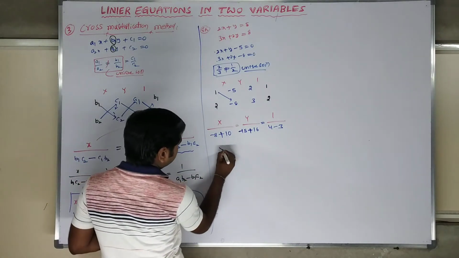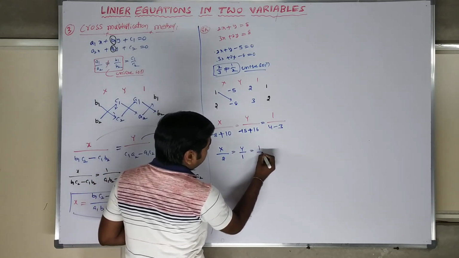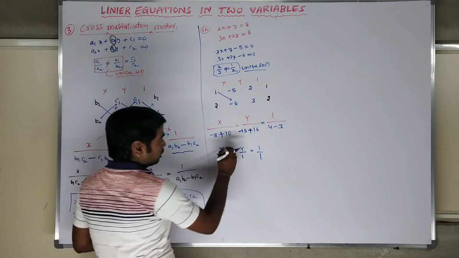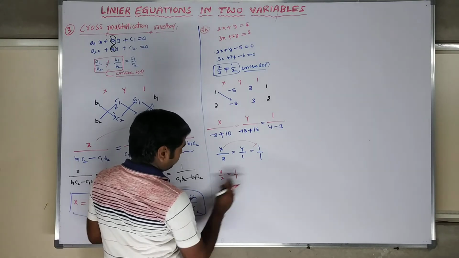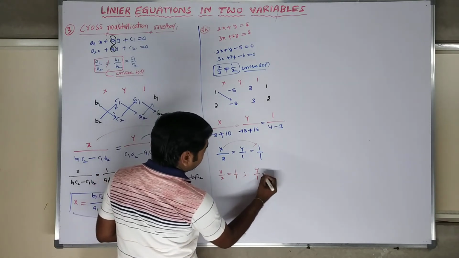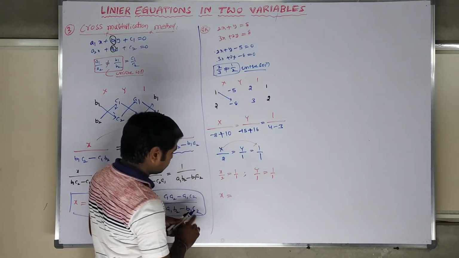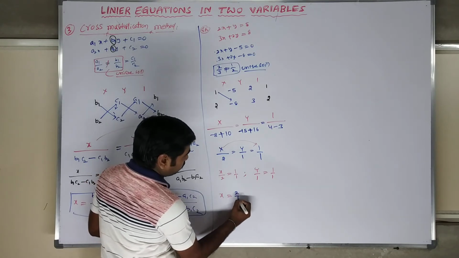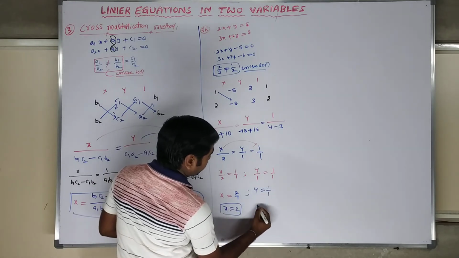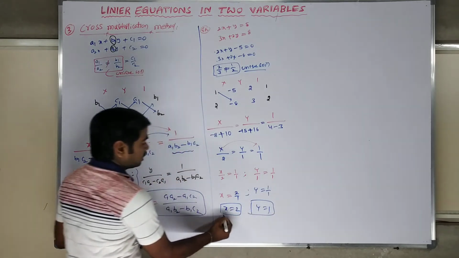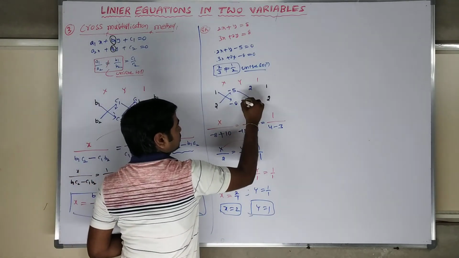After simplifying this one, x by 2, y by 1, 1 by 1. Whatever we get, x will be equal to this one. So x by 2 is equal to 1 by 1, and y by 1 is equal to 1 by 1. We can directly answer: x is equal to 2 over 1, so x is equal to 2, your answer. And y is equal to 1 by 1, so we can write y is equal to 1. So we get x and y answers by approaching the cross multiplication method.